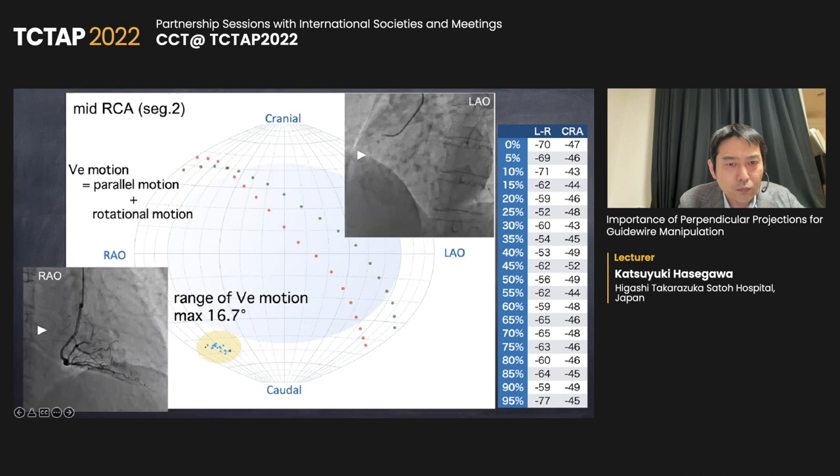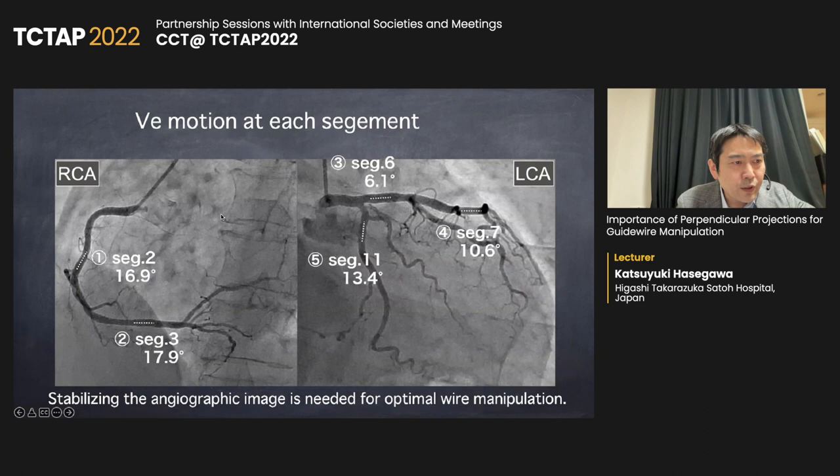VE motion varies depending on the segment. For example, if the target is located in segment 3, VE moves about 18 degrees during a cardiac cycle. That is why stabilizing the angiographic image is needed for optimal wire manipulation.